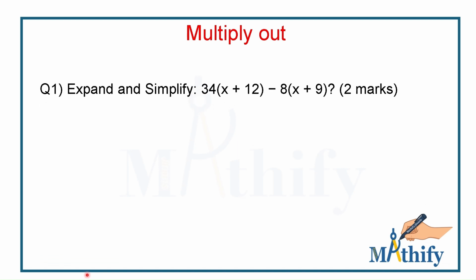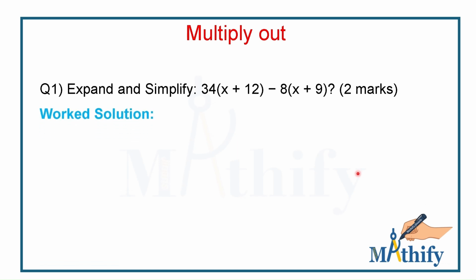Here is an exam style question to go through together. Expand and simplify 34 multiplied by open bracket x plus 12 close bracket minus 8 times open bracket x plus 9 close bracket. 2 marks. I'll show you how to get 4 marks for this question and how to break them down step by step.